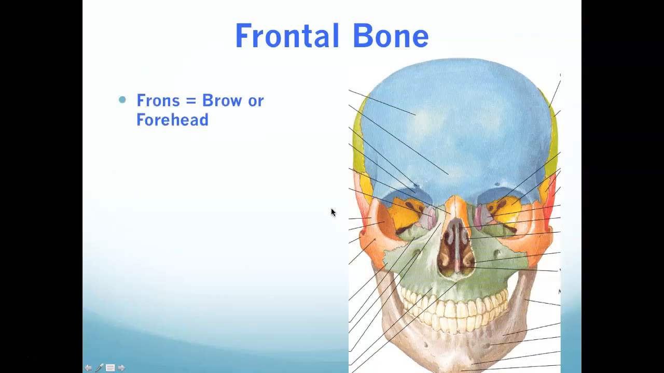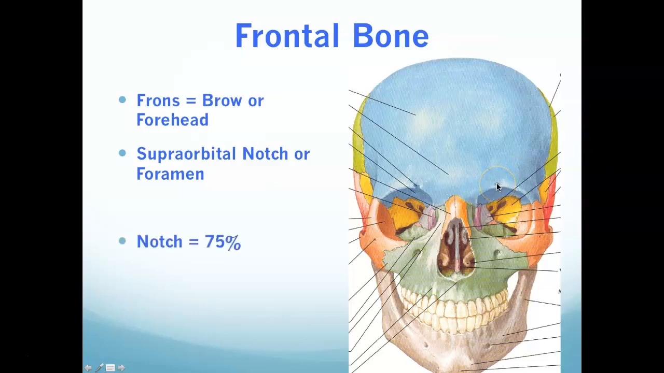So first we'll start with the frontal bone, and the word frontal came from the Latin word frons, meaning brow or forehead. And if you look at this supraorbital margin, you're going to see that there's a notch, which we call the supraorbital notch or supraorbital foramen. Now 75% of the time we have a notch, and the other 25% of the time you will have a foramen. So you could feel your own supraorbital margin to see if you feel a little give in that area, then you have a notch. If it feels nice and smooth, that means you have a foramen.